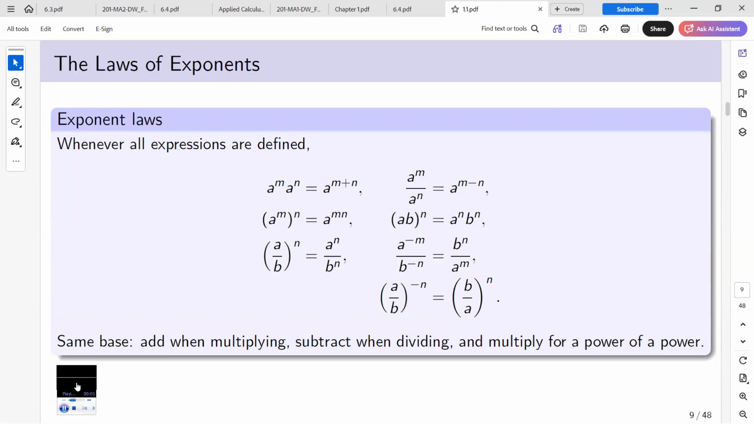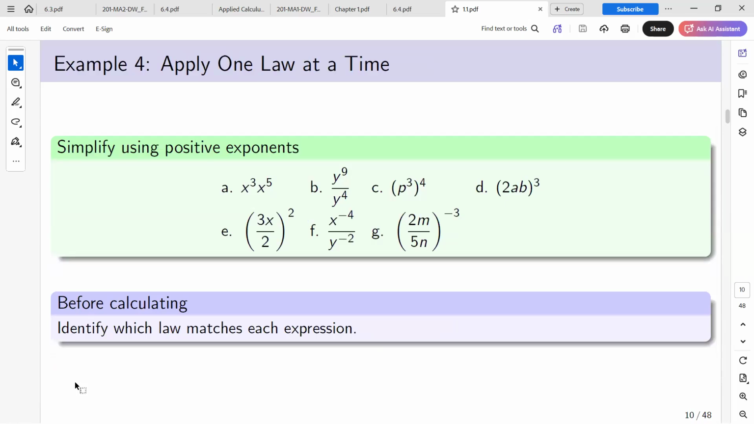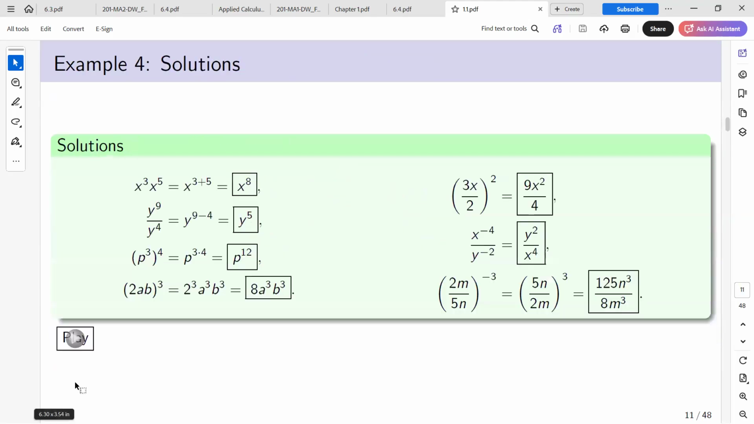These laws let us simplify efficiently. Pay special attention to the operation. Multiplication, division, and raising a power to another power use different exponent rules. Parts A through D use the basic product, quotient, power, and distribution laws. Parts E through G require applying the laws to every factor and rewriting negative exponents positively.